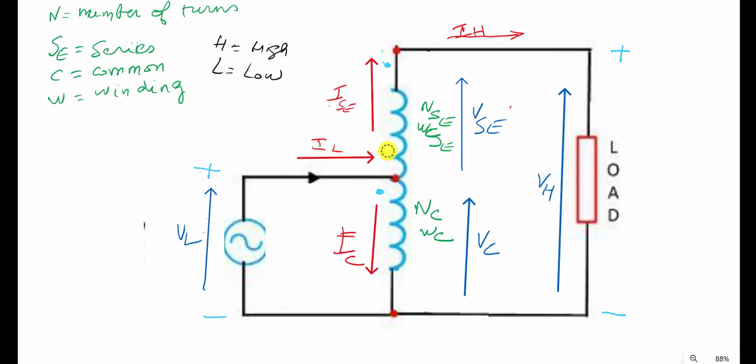We have the red currents: IL goes to SE and IC, and the series one goes to the output. It's called H, which stands for high. We also have the voltages in blue: voltage low, voltage SE, voltage common, and the voltage on the high side, which is the output. The green ones just show the windings called C and SE, and then we have the turn ratio, the number of turns on the common and the number of turns on the series. Notice something quite different. The voltages through the windings are not necessarily the input or the output, so they have different terminology, VC and VSE. We are going to use all those to go through the equations of this autotransformer.